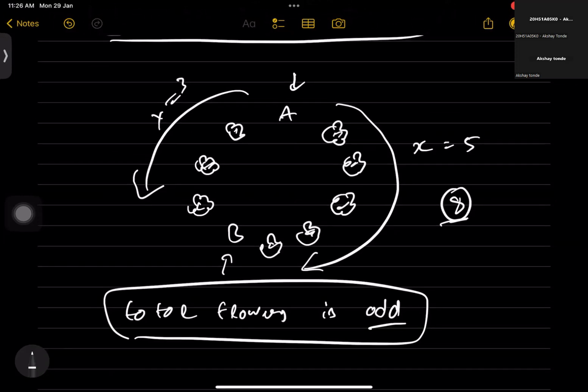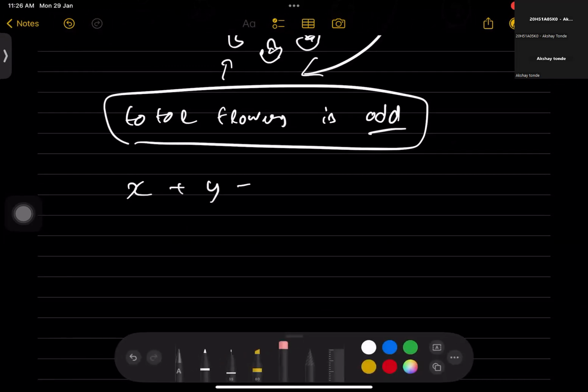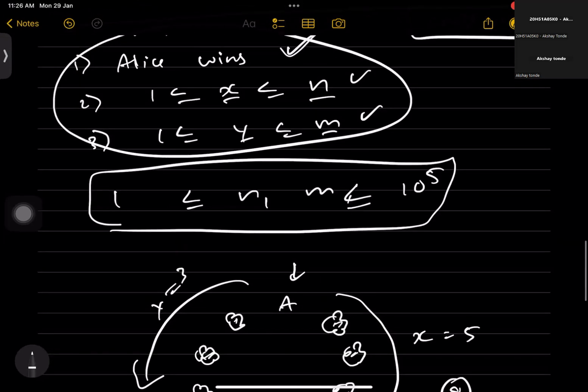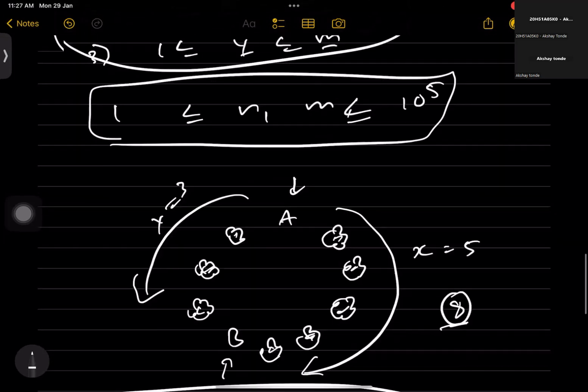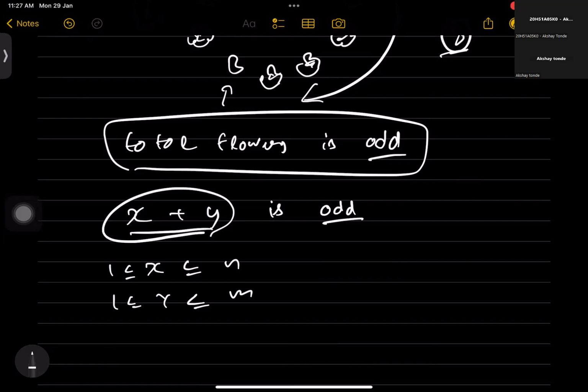So that is true: irrespective of x and y values, x plus y should always be odd. Okay, for these conditions to be satisfied, x plus y should always be odd, right? Now we have this one condition ready with us, and we also know that x can be any number from the range 1 to n, and y can be any number from the range 1 to m, right? So with these two things in mind, what can we do?